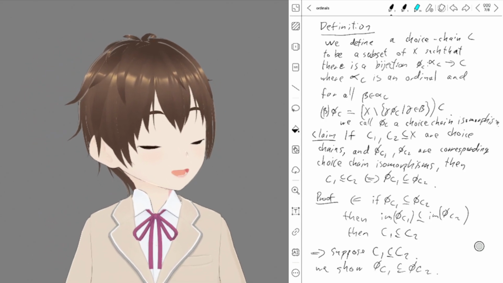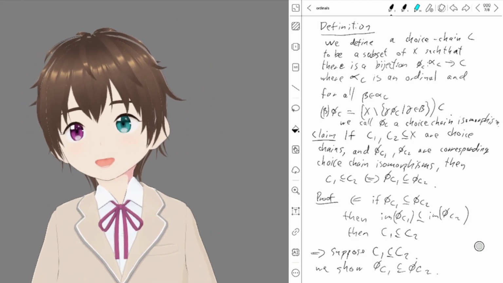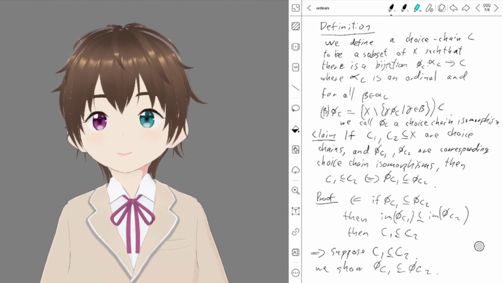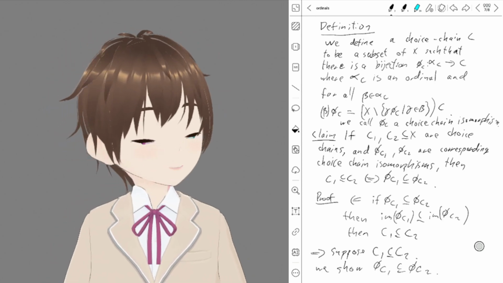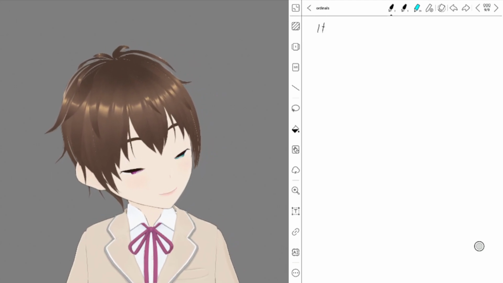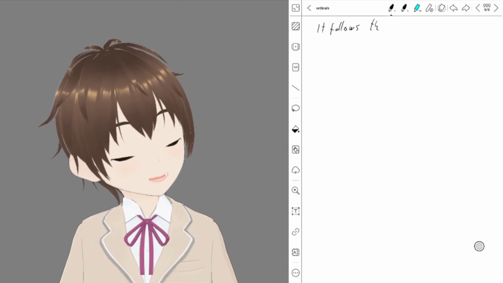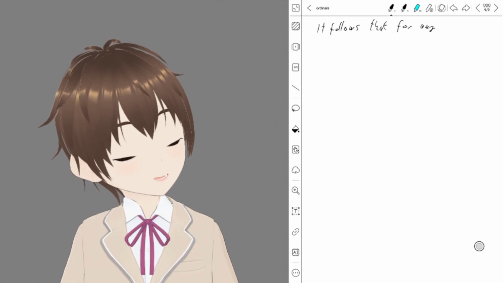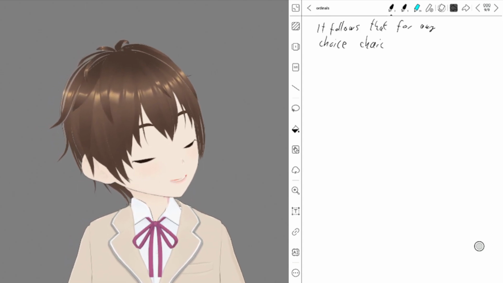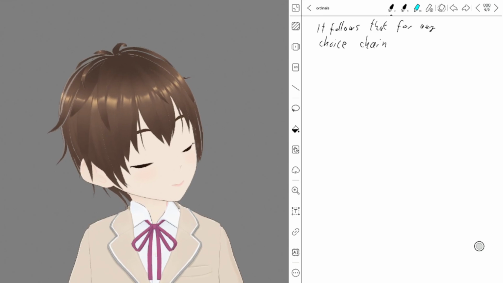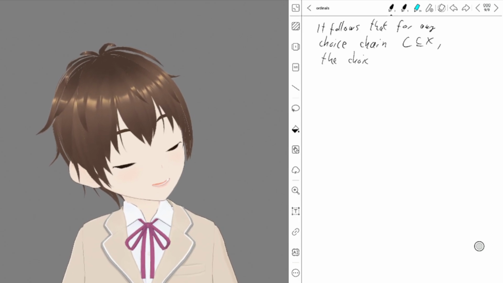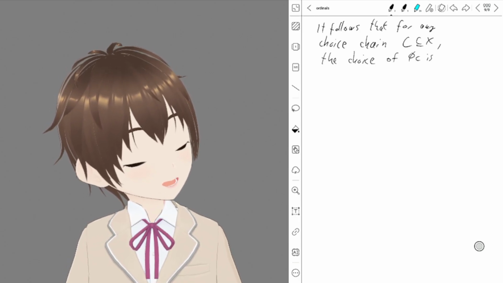Okay, so I've just shown here that if two choice chains are comparable, then their corresponding choice chain isomorphisms are comparable in the same way. And this implies that for any fixed choice chain, the choice chain isomorphism is unique, because any two things have to be contained in each other. So it follows that for any choice chain C contained in X, the choice, using a different notion of choice, of phi C is unique.